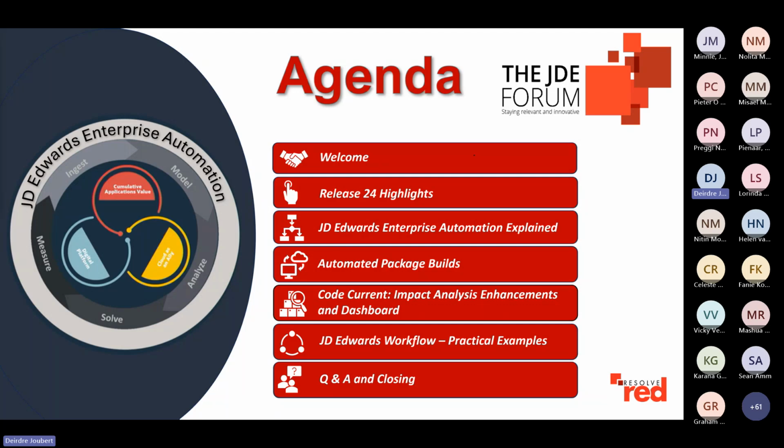So today, Rian van der Bank will take us through the release highlights. Warwick Dromkul will look at enterprise automation and the difference between process automation and enterprise automation that was introduced in release 24. Akona Mahona will take us through automated package builds and a very important current tool that has been enhanced, the impact analysis dashboard, and the enhancements applied to it to make sure that you can remain code current. And then Werner Heitman will show some practical examples on workflow. Again, there were some enhancements made in release 24.